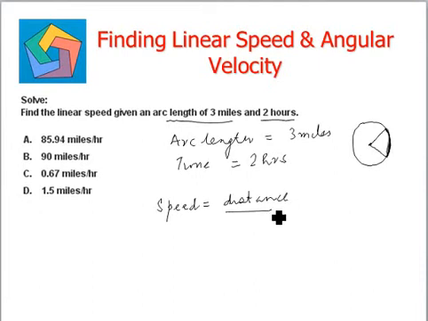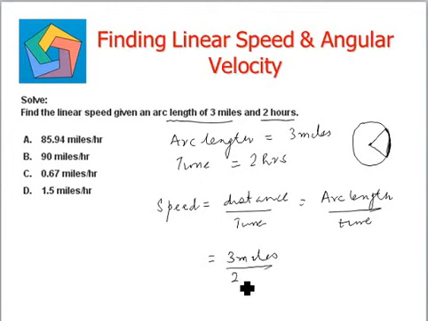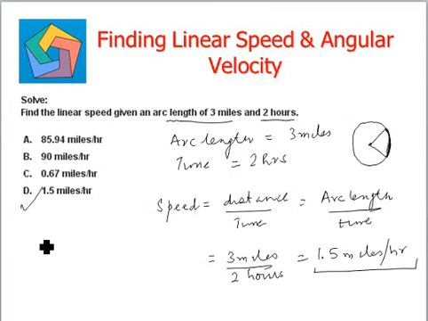In this case, the distance is nothing but the arc length. So which is equals to arc length divided by the time. The arc length is given to us as 3 miles while time is 2 hours. So 3 divided by 2 is 1.5 miles per hour is the linear speed. This can be seen in option D. Let's move on to the next question.